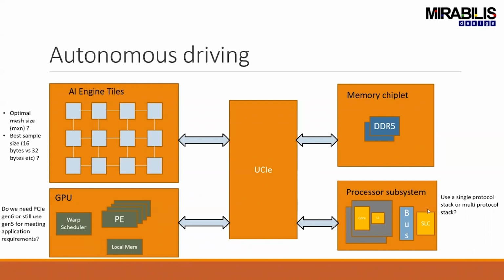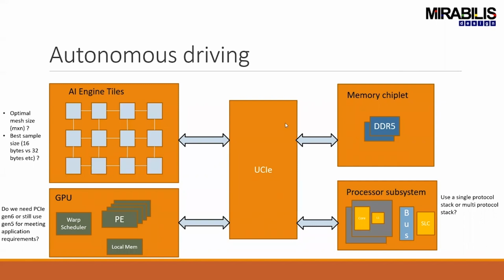Now, process subsystems, do you use a single protocol stack or a multi-protocol stack? Do you take all the memory and store it in one chiplet, or do we distribute some of the memory locally over here, like we have done over here? What are the considerations for all of these things? This is in addition to the resource sharing and resource pooling that we want to do, like number of lanes, clock speeds, what is the flit size. All of those considerations also have to happen over here.